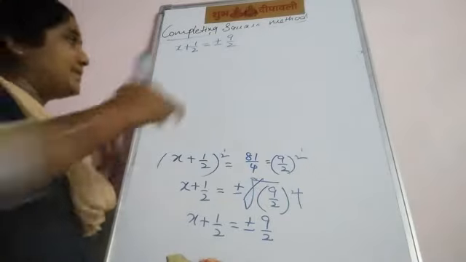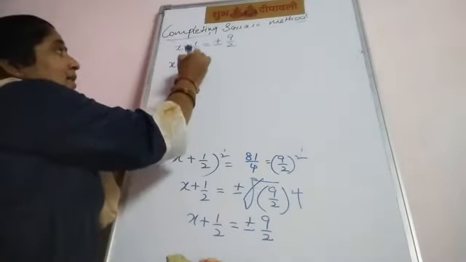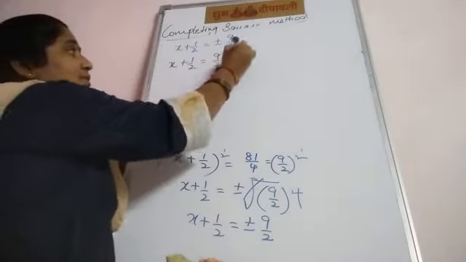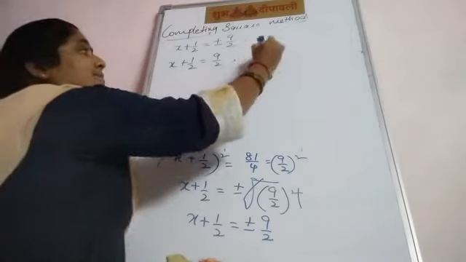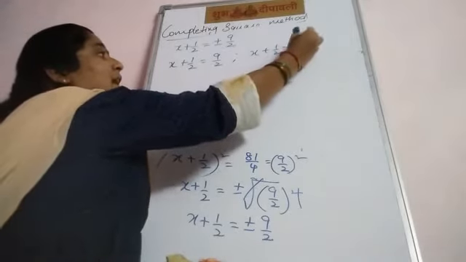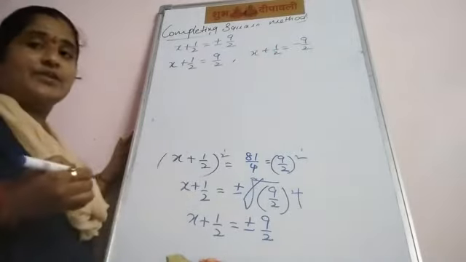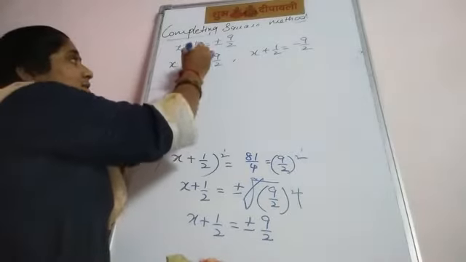So you need to separate. x + 1/2 = 9/2. Here it is a positive sign, no need to give the sign. x + 1/2 = -9/2. For the negative, the sign is compulsory. Now here, these are the right terms.